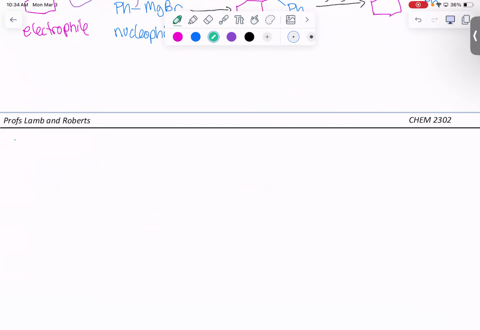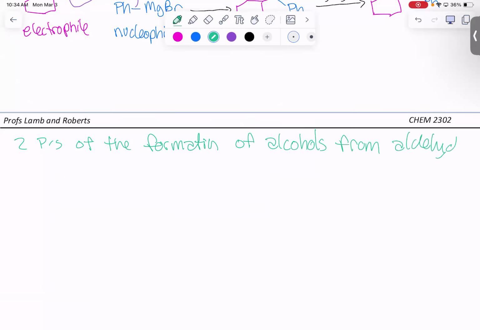And so that's going to be our next review, the 4 Ps of the formation of alcohols from aldehydes and ketones. And this is through hydrogenation in this case. I saw a lot of hydride reagents. We'll get to that next, but let's cover hydrogenation first. So this is learning objective 16A.